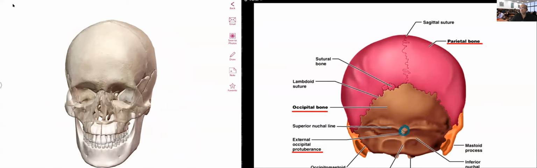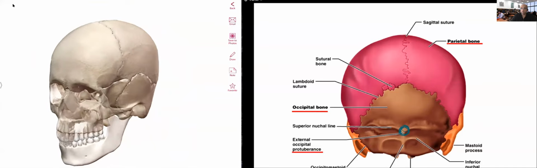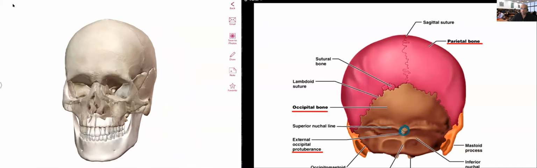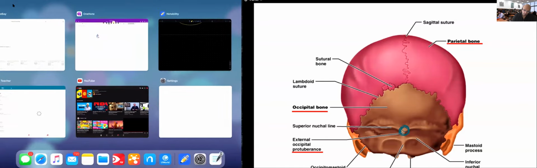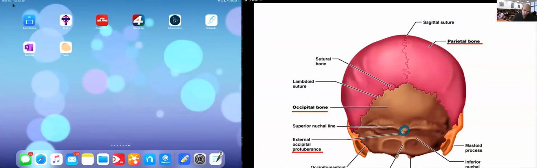My screen is slanted. How? How is it slanted? Let me turn off here.